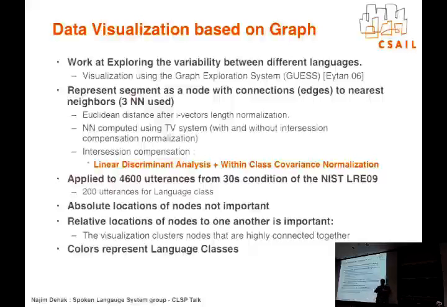I took 200 iterants from each class, for language, from the eval 2009, so we have 24 classes. It was 24 classes, or 23 classes. And then after that, I did cosine similarity between the 4,000 recordings, and I built a three neighborhood graph, and I did the visualization.